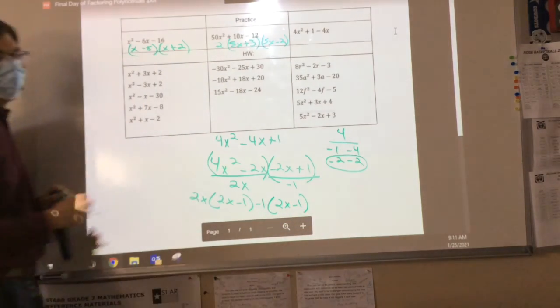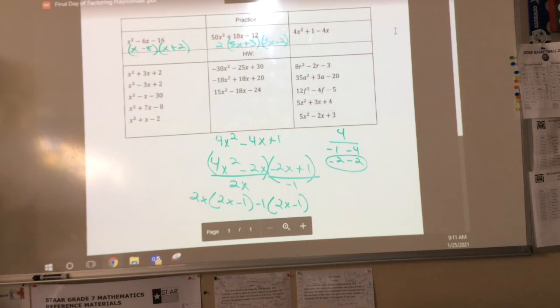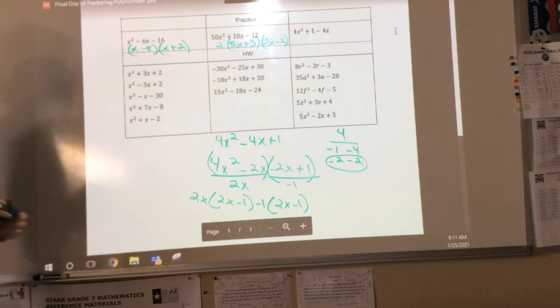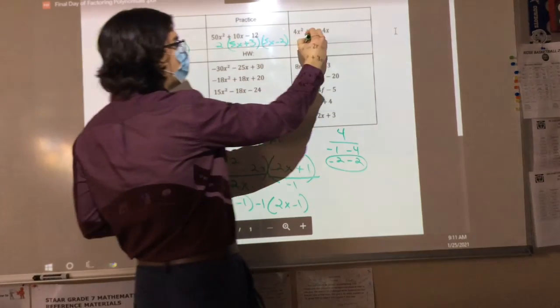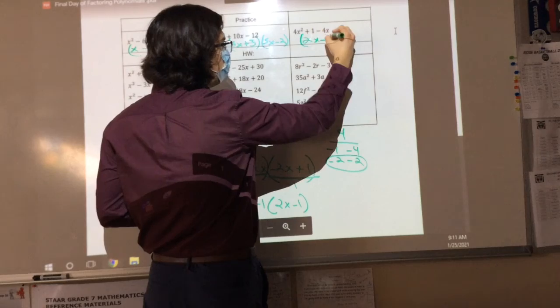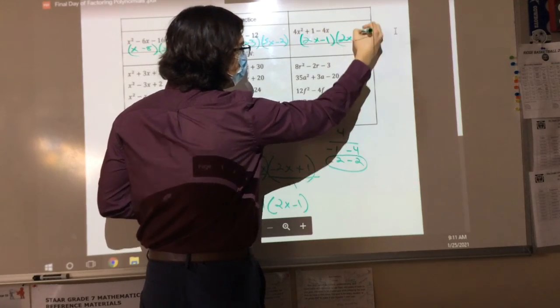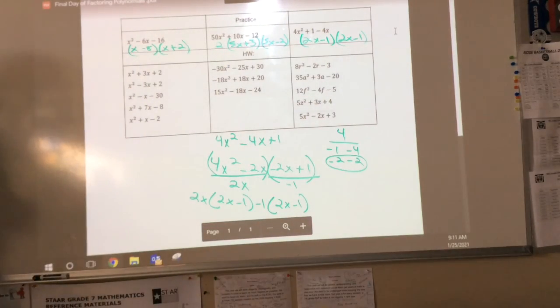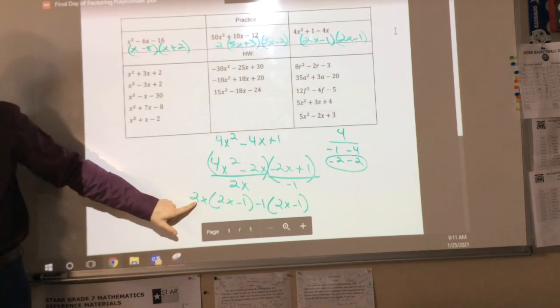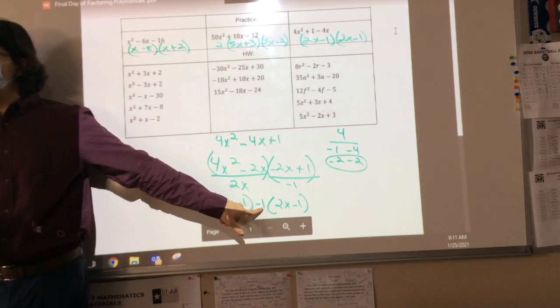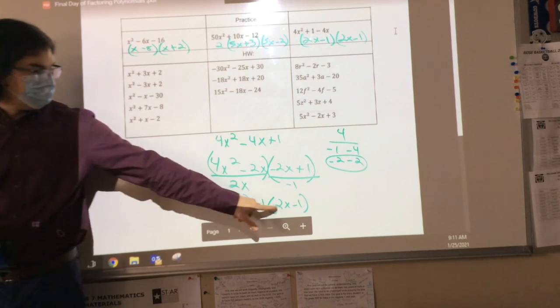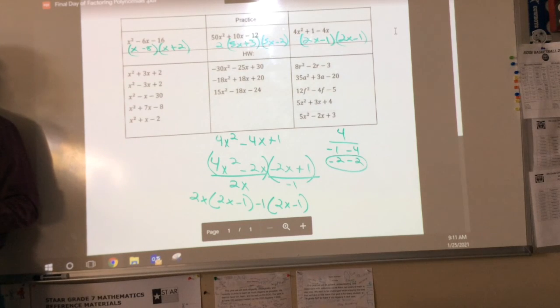So let me ask you this, can anybody tell me what my second binomial is going to be? I know I've got 2x minus 1. Can anybody tell me what the second one's going to be? Ryan, what do you think? The same thing. Yep. And you're done. 2x minus 1 is what I factored out. 2x minus 1, 2x minus 1 is what I have in the parentheses.